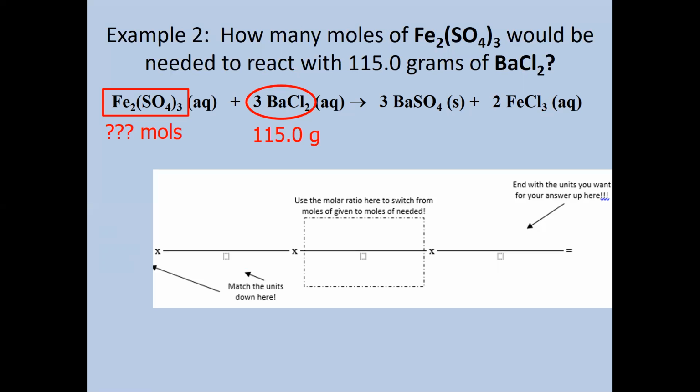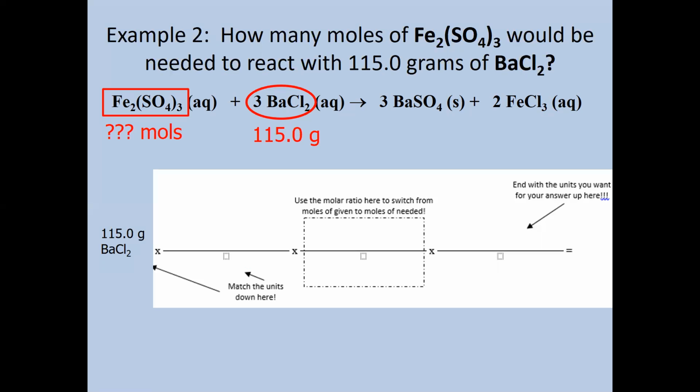I'm looking for moles. This problem is going to be a little different than the last two that we did. The last two were both grams to ending up with grams. This one, we're starting with grams and we're ending with moles. So we want to pay attention to our units. Remember, whatever we're starting with, that's the first thing that we put over here. We're starting with 115 grams of BaCl2.